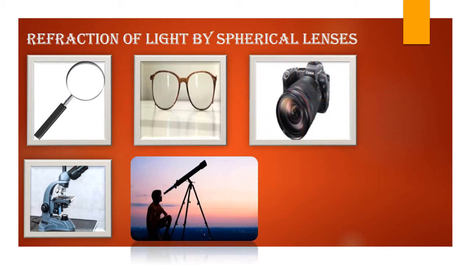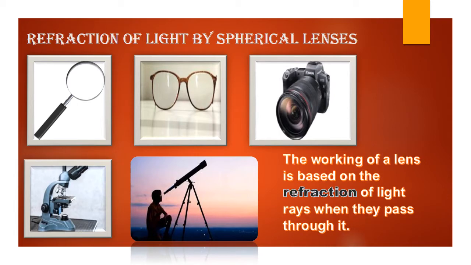Children, we have already studied and we know the working of a mirror is based on the reflection of light rays from its surface. The working of a lens is based on the refraction of light rays when they pass through it. Children, we know what is refraction. So now let us study the formation of image by lenses in detail. But before going into that, we should know the various types of spherical lenses and all the terms related to lenses. So let us start.